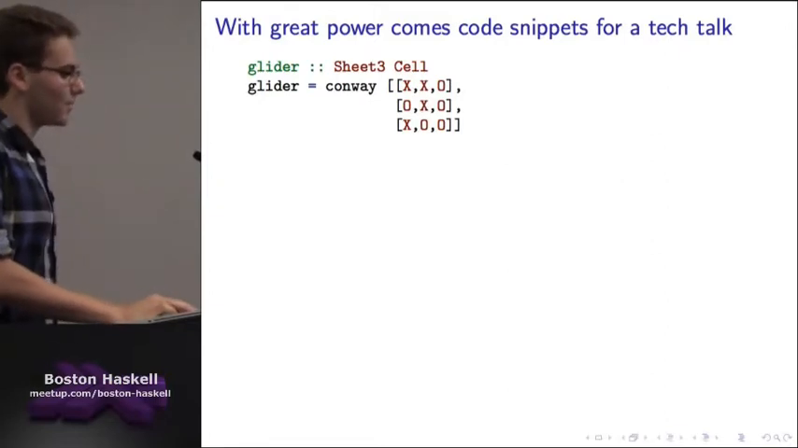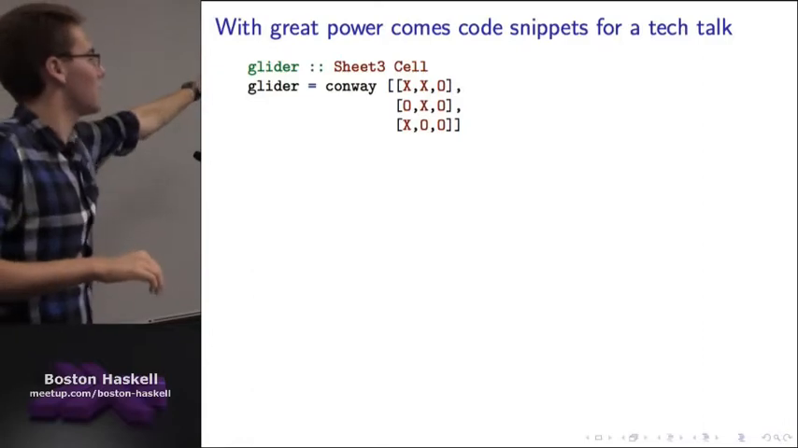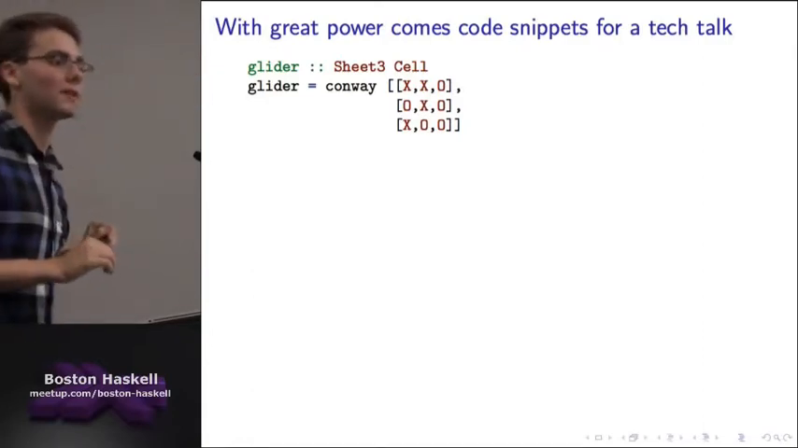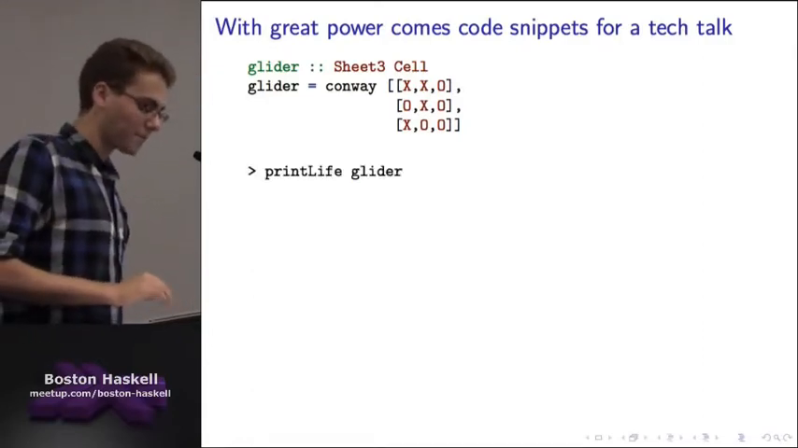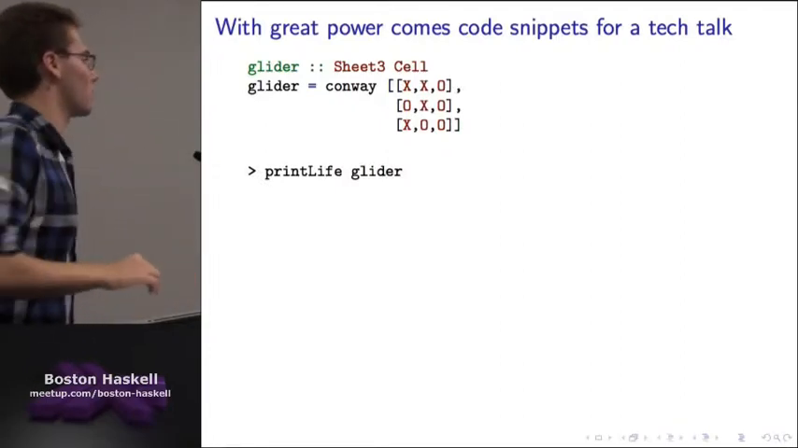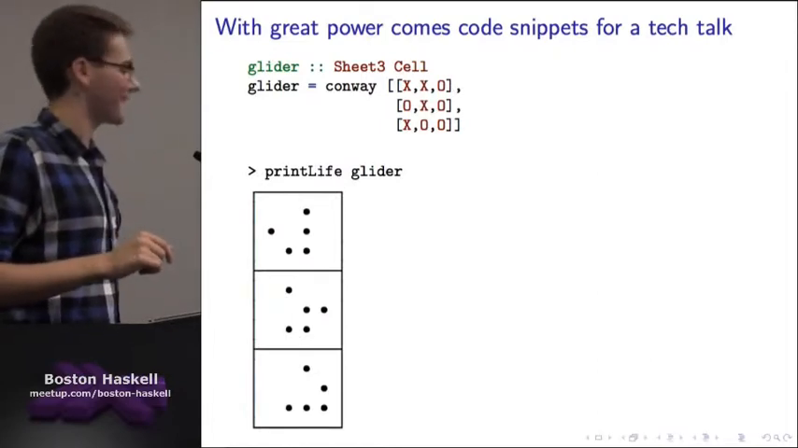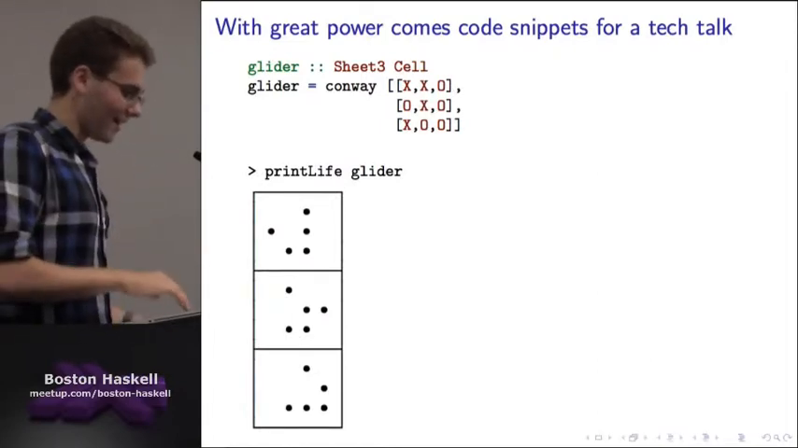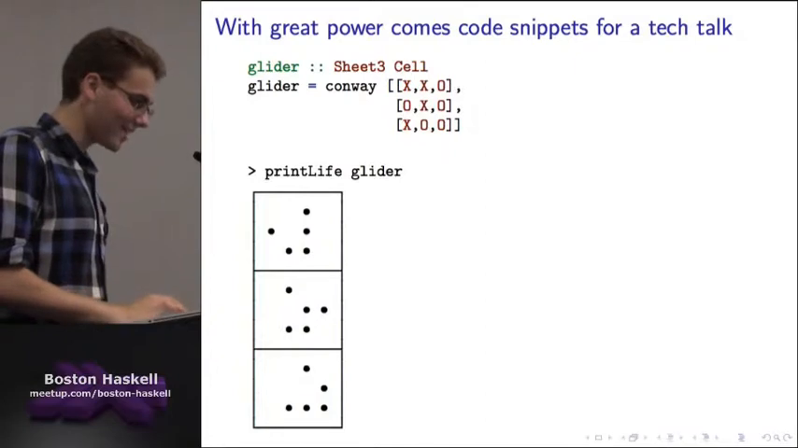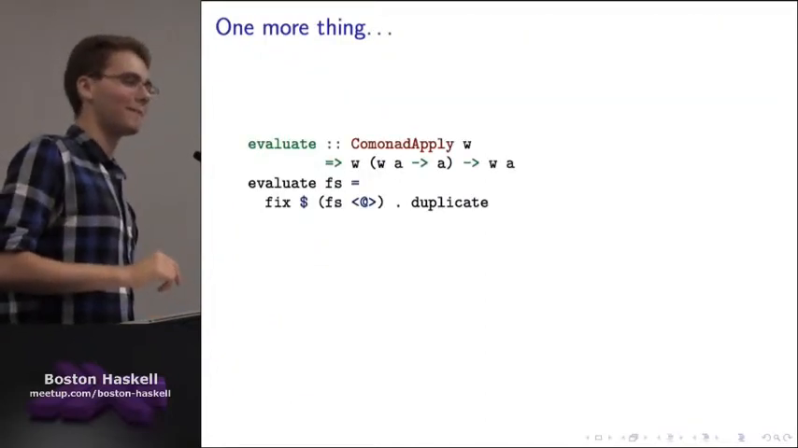So one example is a glider, where O's here represent live cells and X's represent dead cells. And I defined a little printer function, which is really short and sweet, but I didn't want to put it on the slides, which does this. It's a glider.